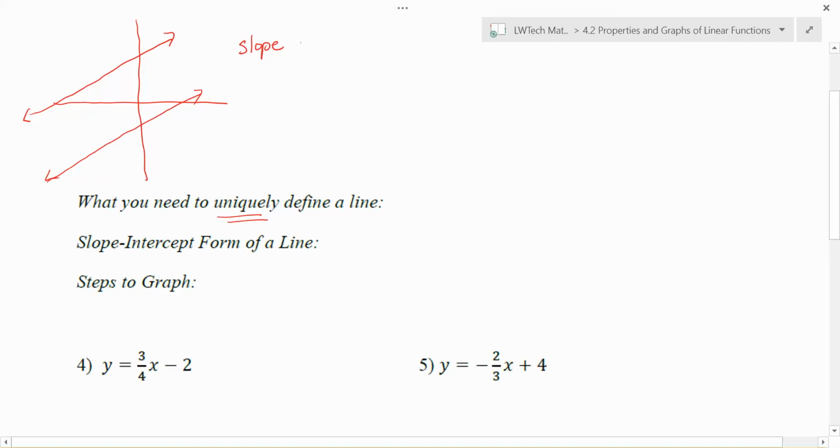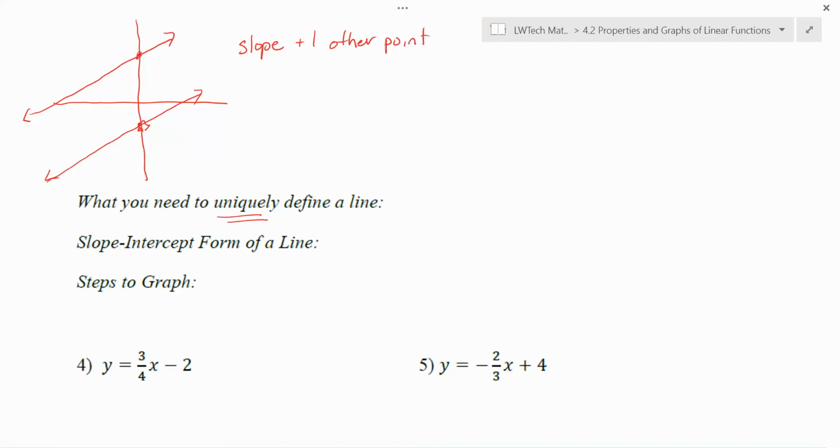talking about. To do that, you need to have the slope and one other point that will be able to firm up, I guess, that I'm talking about the line with this particular steepness that goes through this point, not the line that goes up here. So the slope and one other point is enough to uniquely define a line.